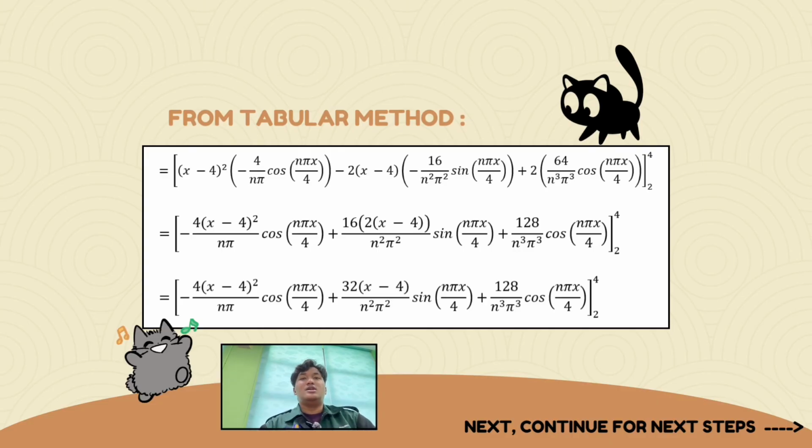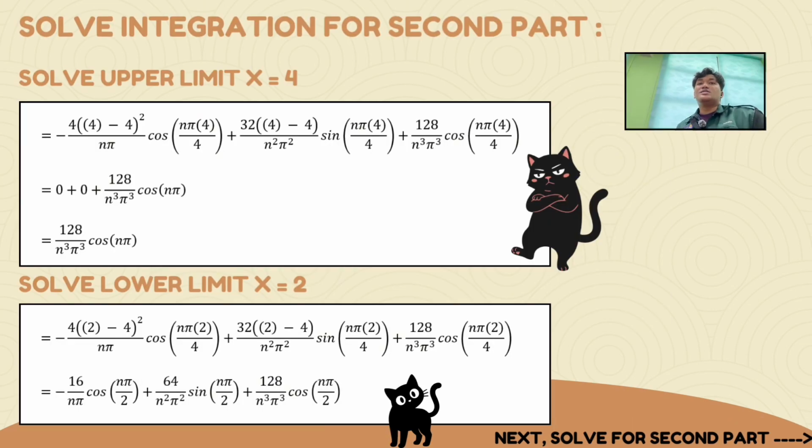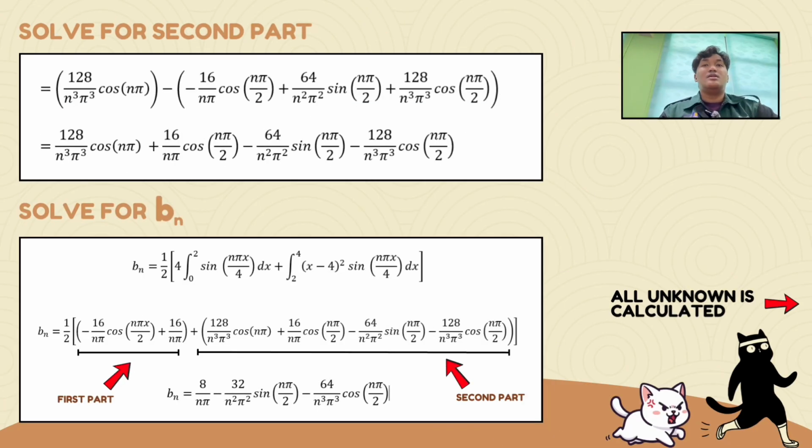From the tabular method, we got here. So next, let's continue for the next step, which is solving the integration. To solve the integration for the second part, first we solve for the upper limit x equal to 4. Next, solve the lower limit x equal to 2. Next, let's solve for the second part.